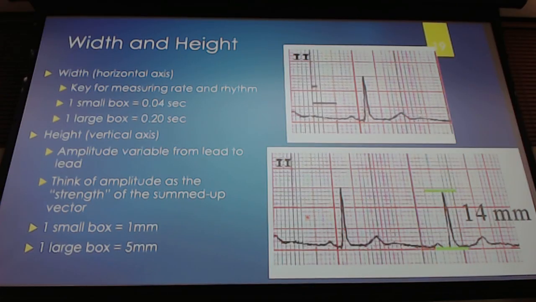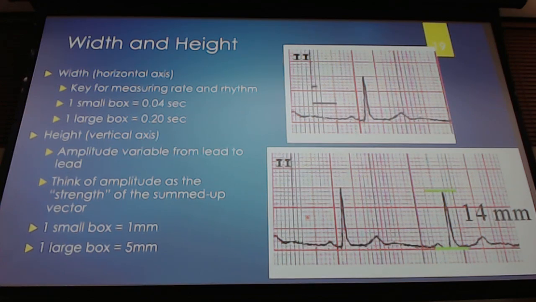So along that horizontal axis, we have big boxes and we have small boxes. Does everybody see big boxes and small boxes? The big boxes are kind of a darker red, and the small boxes are a lighter red. So that small box equals 0.04 seconds, or 40 milliseconds, right?